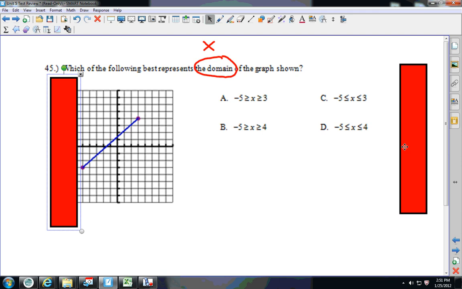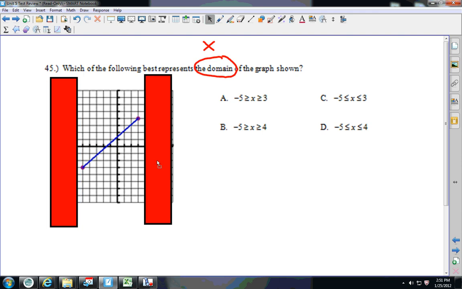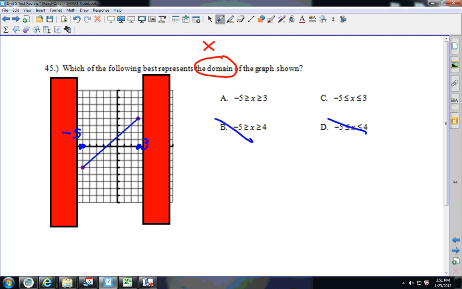You can use your hand. I mean, you're not going to be able to draw. You could draw these little boxes, but you can also use your hand. The farthest to the left, 1, 2, 3, 4, 5, -5. All of them have -5. Farthest to the right, 1, 2, 3. It goes all the way out to 3. Well, these two do, so it's got to be either A or C.